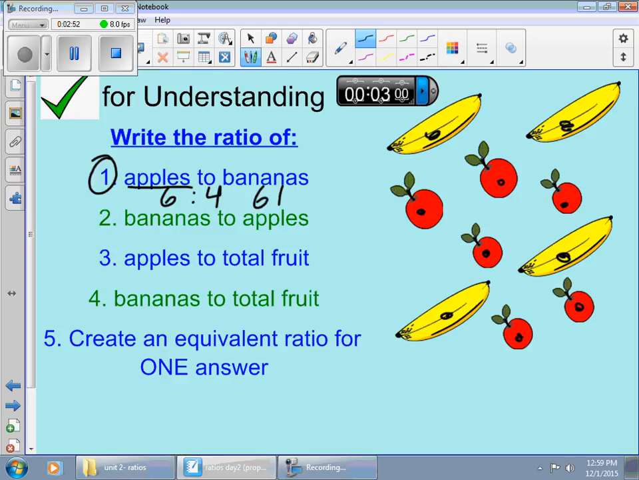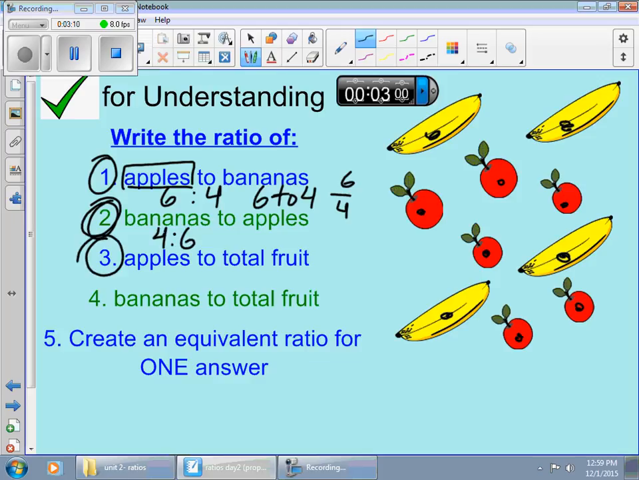Another way that I could write that is 6 to 4 or 6 over 4. But in all 3 cases, apples or the number 6 had to come first because the word apples came first when they asked. When they then ask in number 2 for bananas to apples, it would be 4 to 6 because you put the number of bananas first.